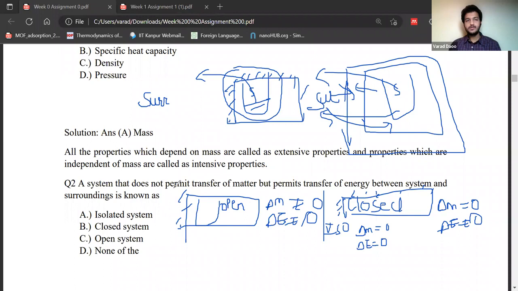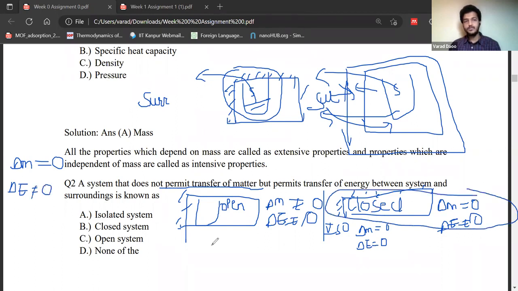So with this, let us check what the question has. It does not permit transfer of matter, that means delta M is 0, but permits transfer of energy, that means delta E is not equal to 0. So which one is it? It is this one, which is a closed system, right? So does anybody have any question?